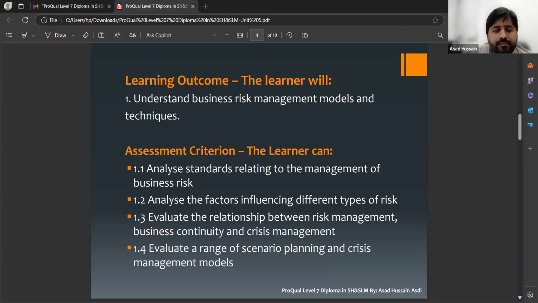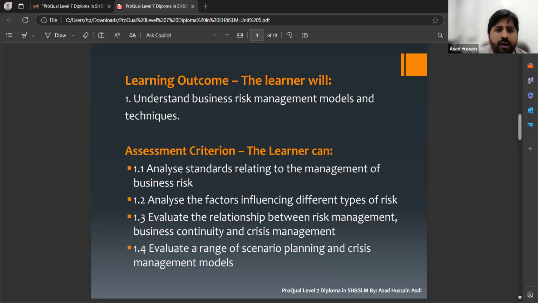The first learning outcome is that the learner will be able to understand business risk management models and techniques. A learner should learn and understand business risk management models and techniques. Because this learning outcome is composed of 7 assessment criteria, I'm going to start from the first assessment criterion.